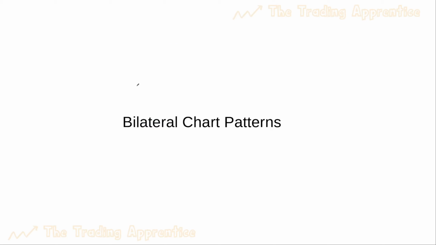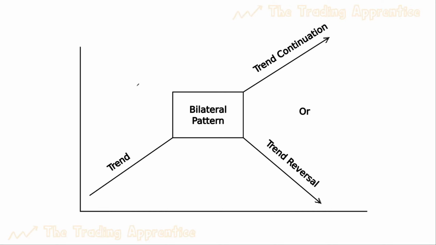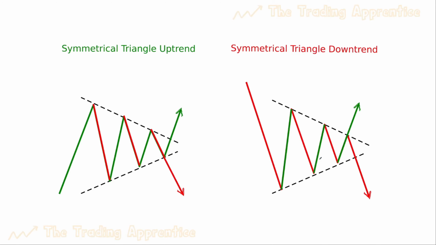Next, we have the bilateral chart patterns. In this case, we have a trend, and this bilateral pattern can indicate both trend continuation or a trend reversal, depending on the situation. Let's have a look at those patterns.